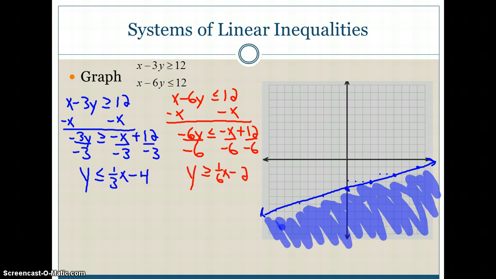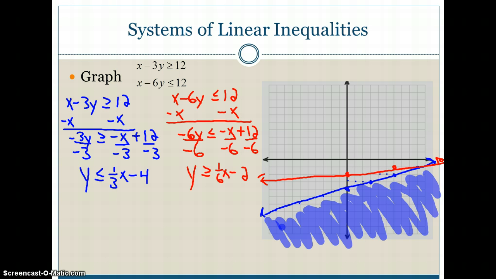Okay, so again, we go ahead and plot this. My y-intercept is negative 2. We go up 1 and to the right 6: 1, 2, 3, 4, 5, 6. Up 1 and to the right 6 again. Again, it's going to be a solid line. Pretty close there.